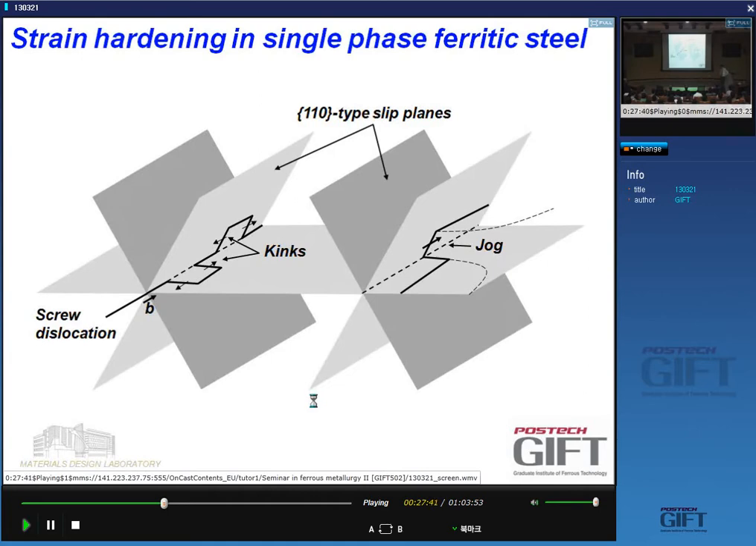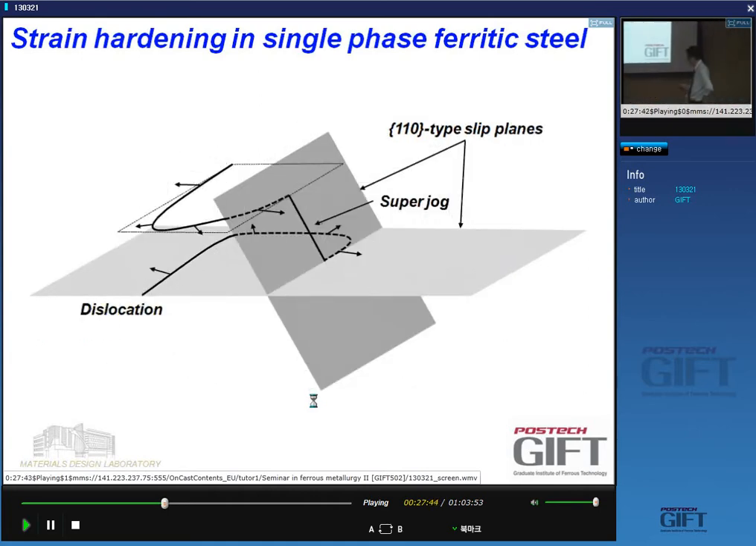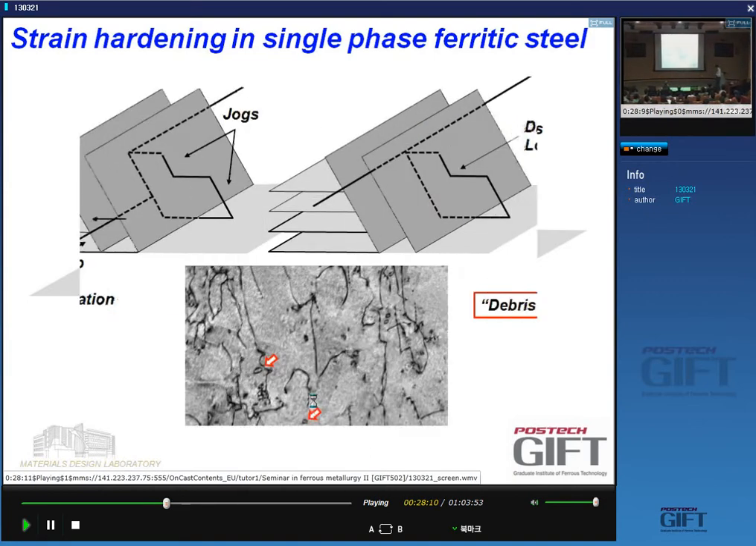Now in BCC, that has very important consequences because you don't need dislocation intersections to have jog formation, that's one. And second, these jogs can act as very efficient sources of dislocations. You're familiar with Frank-Read sources? Well, these jogs can act as very efficient sources of dislocations, and you only need one pole for this one.